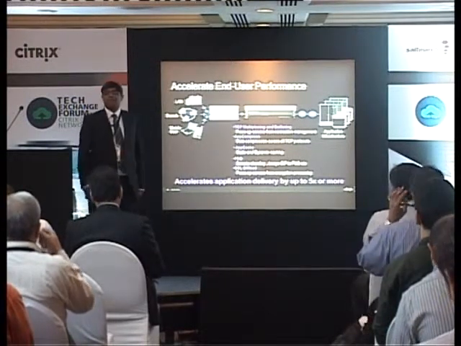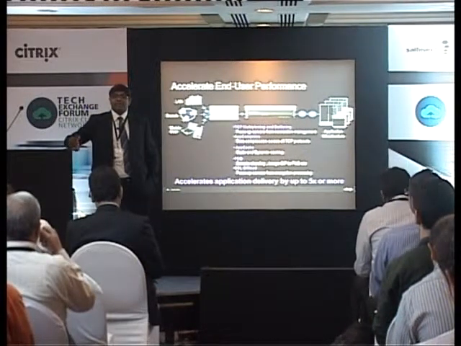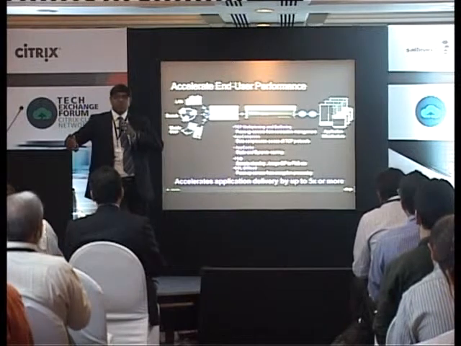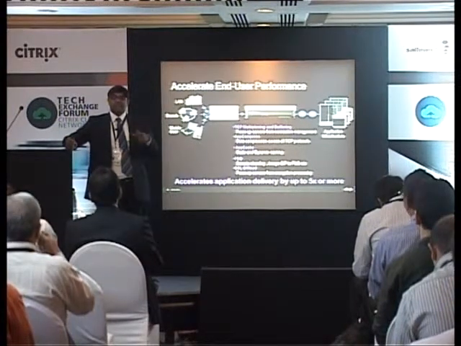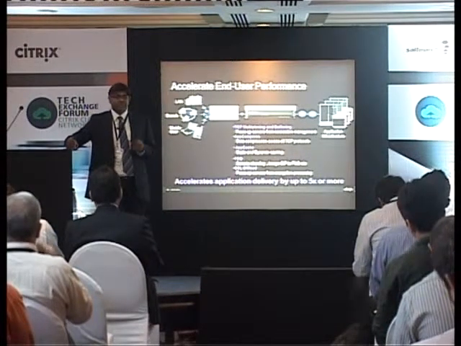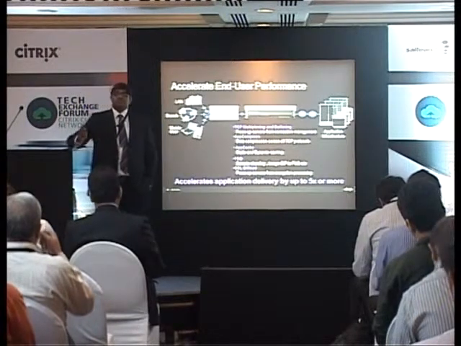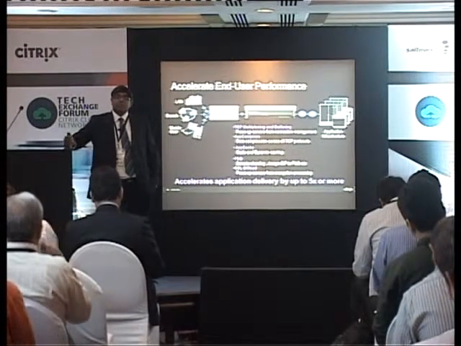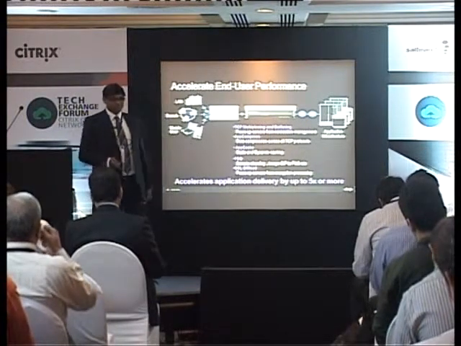TCP buffering: many times we have seen the server responding with a 2 MB or 5 MB file, but the network on which it is flowing is pretty congested. Because of multiple round trip time delays and so on, the user performance gets impacted. Buffering is the key feature here. Whatever response comes from the server, we store it on the NetScaler itself and give it in chunks as a response to the end user.